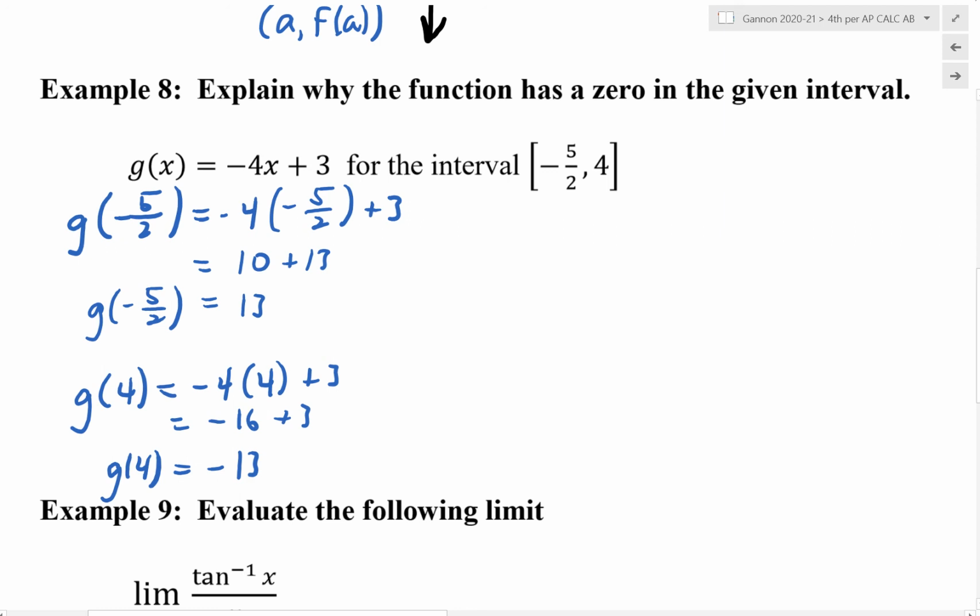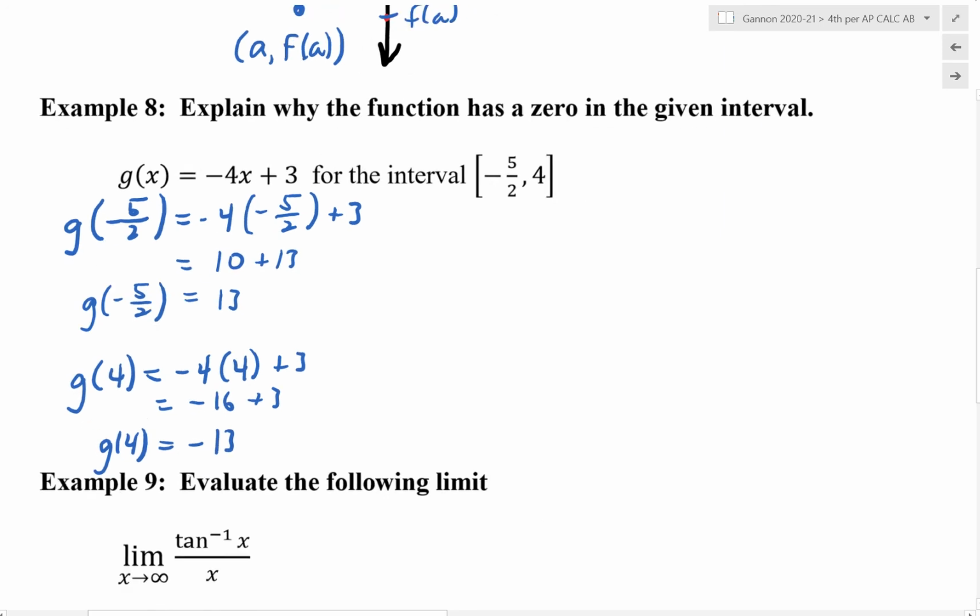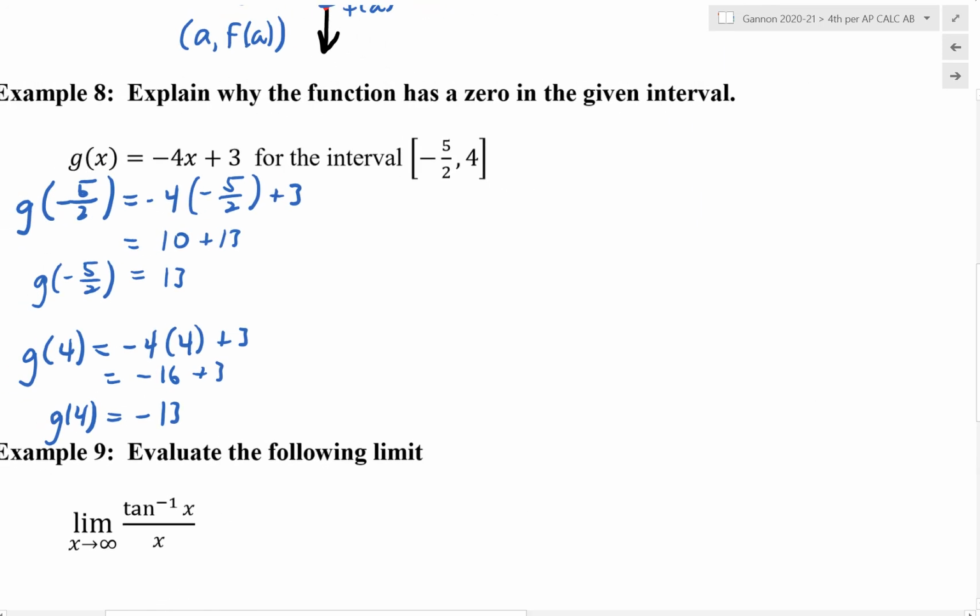Well, because one of these endpoints is positive and the other endpoint is negative, somewhere on that interval there has to be a 0. Because every value, every height from negative 13 to positive 13 is going to exist at least once. So now we've got to work on writing an answer providing all the reasoning.